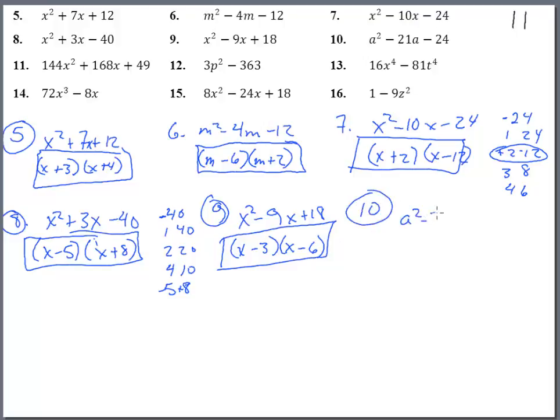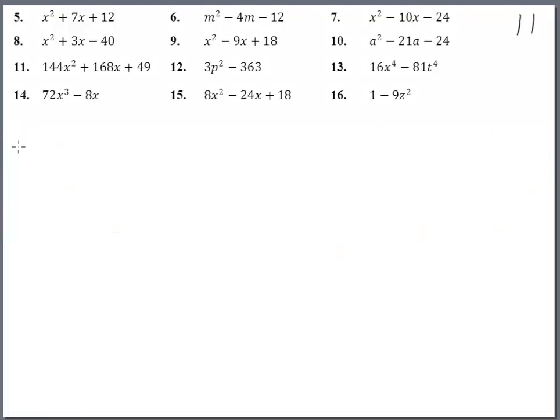A squared minus 21a minus 24. Ooh, here's our minus 24 listing out. These two would add to a negative 23, negative 10, negative 5, and a negative 2. None of them will add to negative 21. This guy is prime. He does not factor. We cannot factor him, and that's how we know it, right there. Number 11.